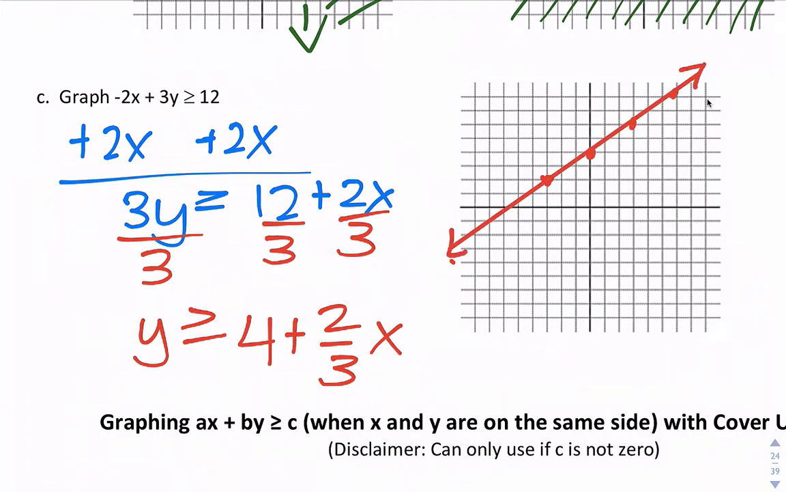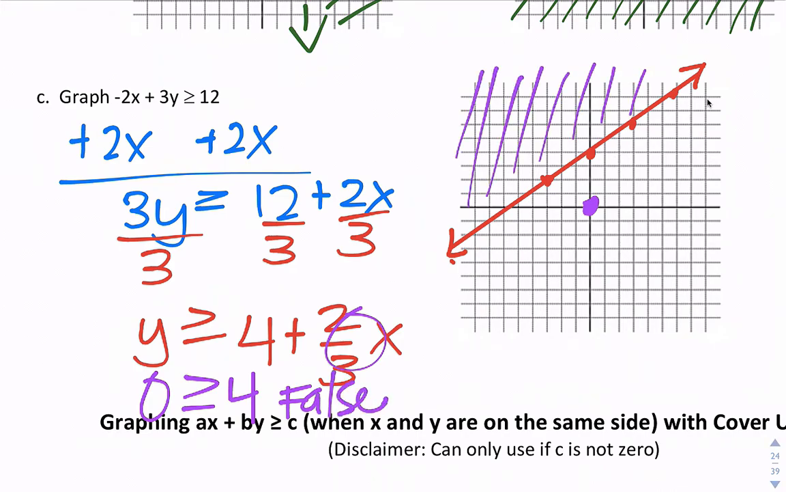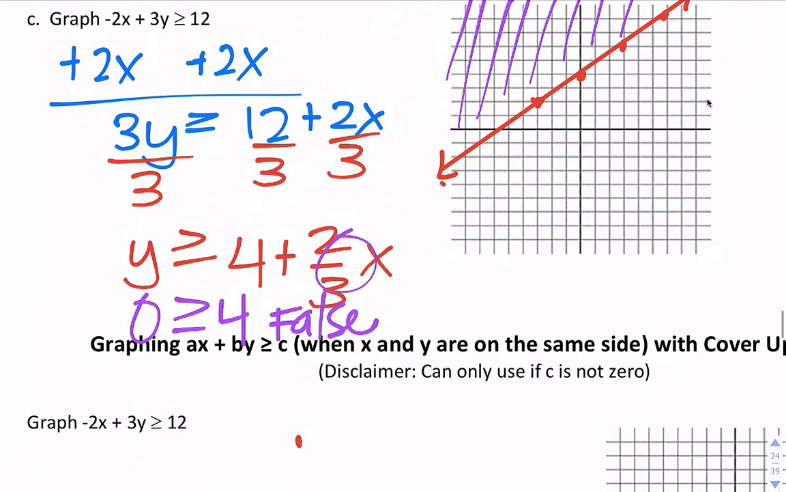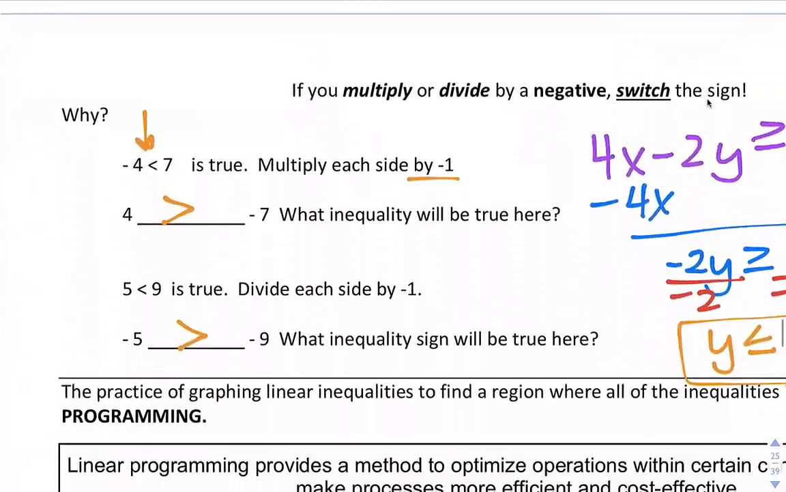And then we are going to pick a point, test, and shade. Let's choose 0, 0. We can plug it into the equation. Is 0 greater than or equal to 4? And is that true or false? So this is actually false. 0 is not greater than 4. So we're going to shade the other side of the line, where that point 0, 0 is not, because 0, 0 is false.